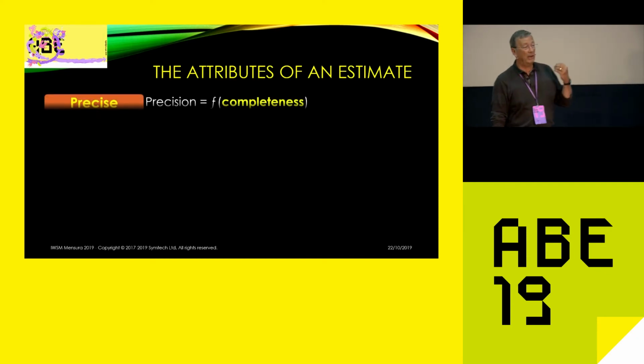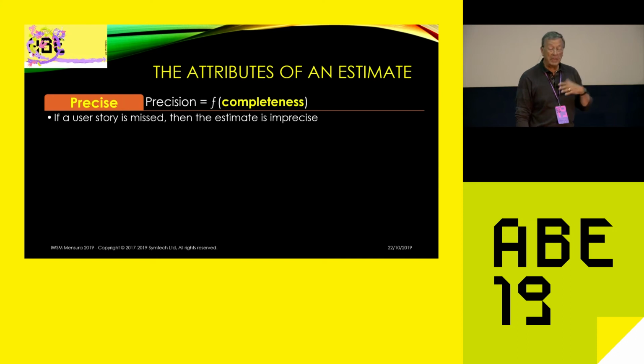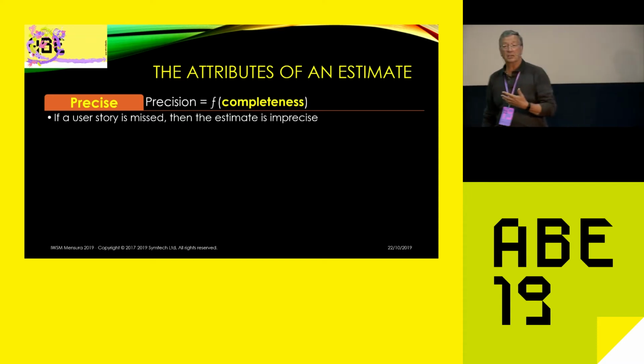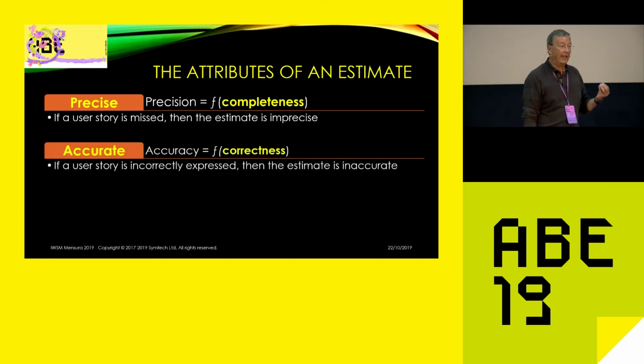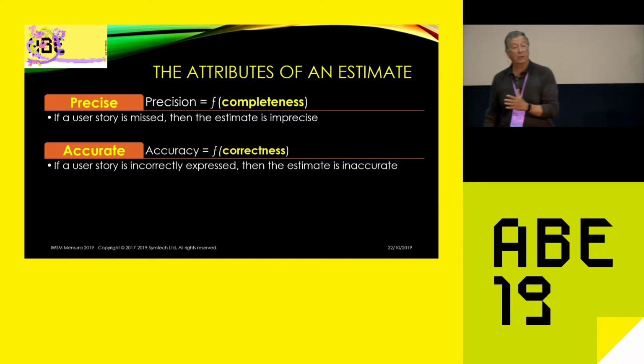So I think you've got to have a precise estimate. And for me, precision is a function of completeness, because if you've missed out a user story, you're going to have an imprecise estimate. But also, you want the attribute of accuracy. You want that estimate to be accurate, and this, for me, is a function of correctness. If your user story is incorrectly expressed, then the estimate is going to be inaccurate.